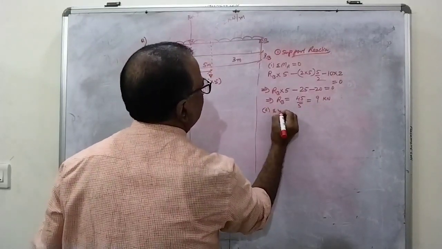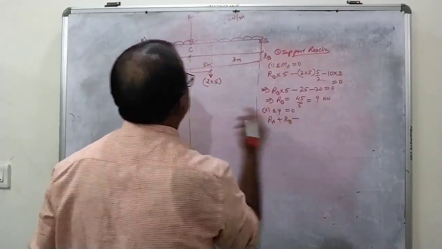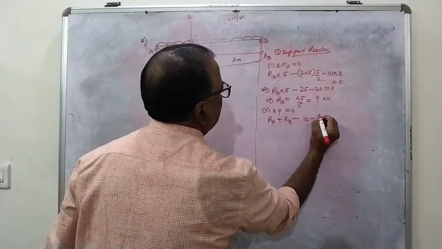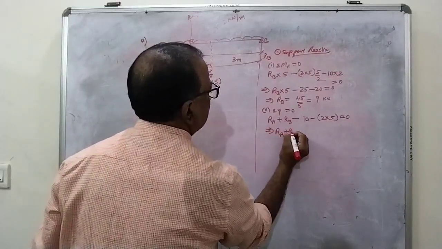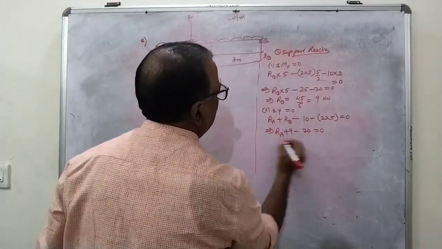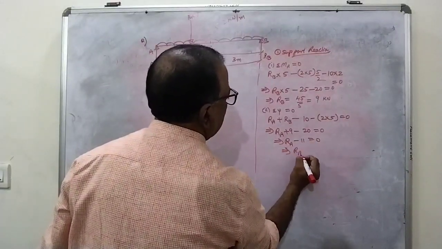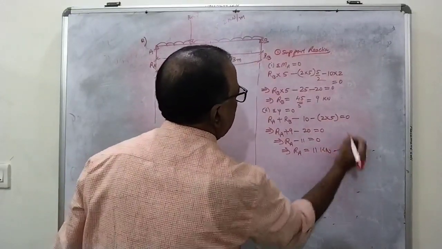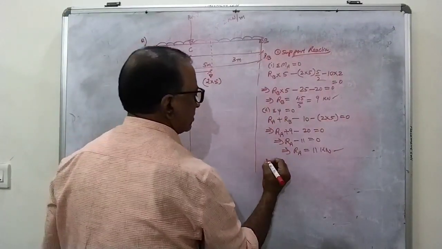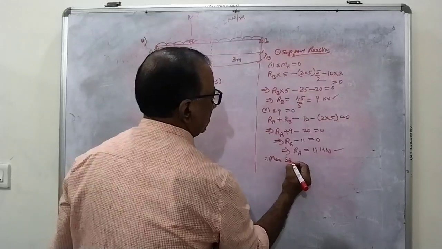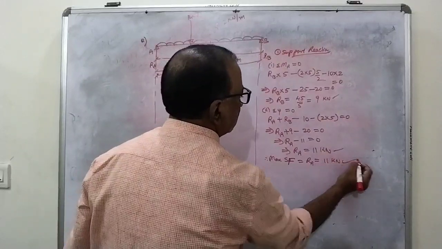Second equation, sum of the upward is equal to sum of the downward. RA plus RB, downward is 10 minus 2 into 5 is equal to 0. This implies RA plus 9 minus 20 is equal to 0. This implies RA minus 11 is equal to 0. This implies RA is equal to 11 kilonewtons. So as you know, once again the maximum shear force is nothing but greater of the two support reactions. Therefore I can say maximum shear force is equal to RA, that is equal to 11 kilonewtons.